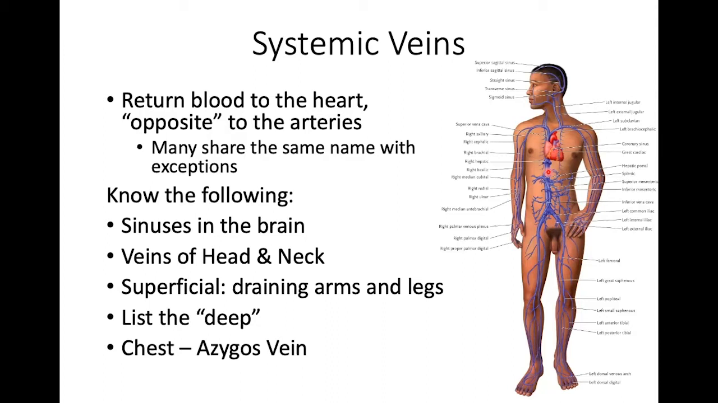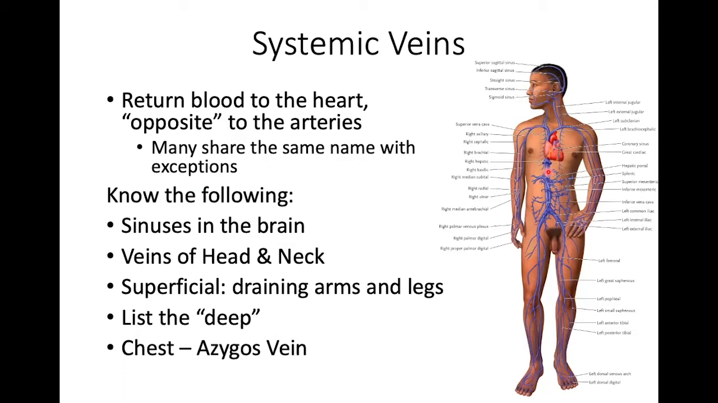Now, when we're looking at systemic circulation, the arteries all contain oxygenated blood, whereas the veins all contain the deoxygenated blood. And remember, deoxygenated doesn't mean that it's void of oxygen. It just has much less oxygen than our oxygenated blood, but also much more carbon dioxide because we've just picked up the carbon dioxide from our tissues.